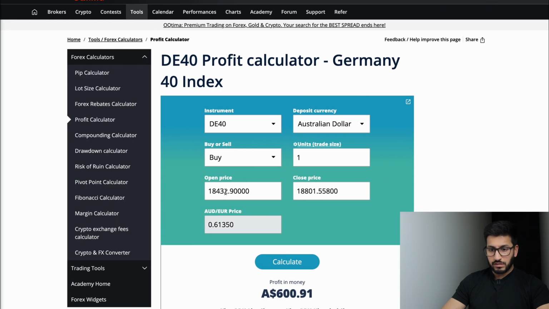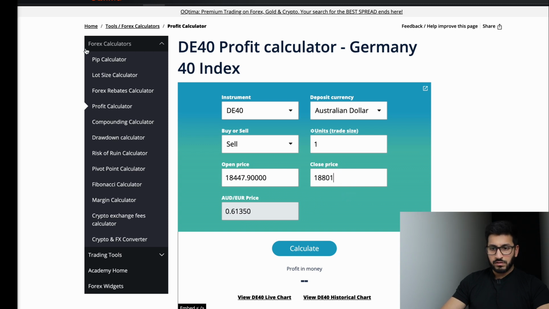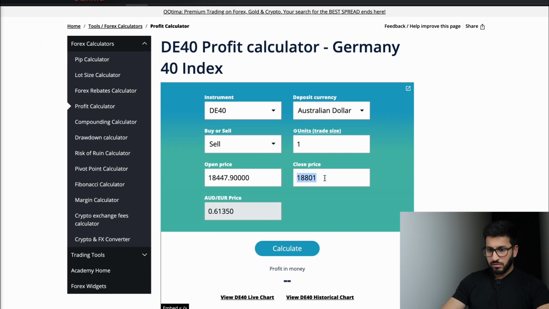So 18, sale, first thing first. 18,447. And close price is, well, what's the close price? 18,413, 415, so 414. Yeah, 18,414. This is the conversion rate, obviously.